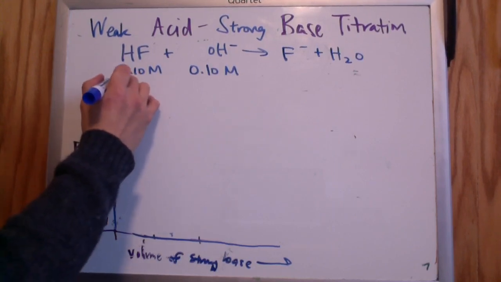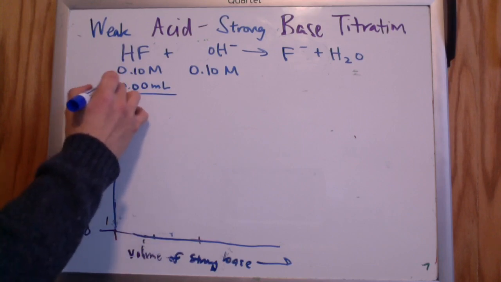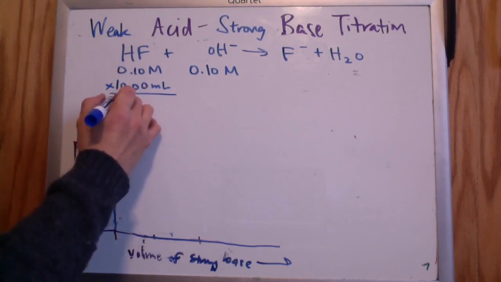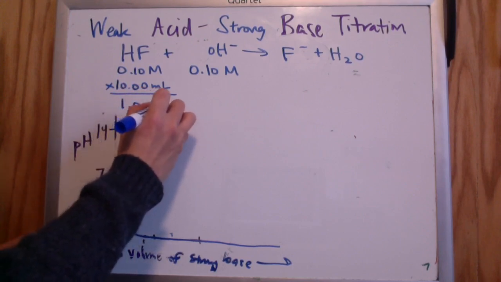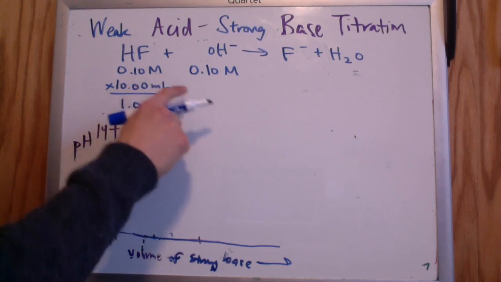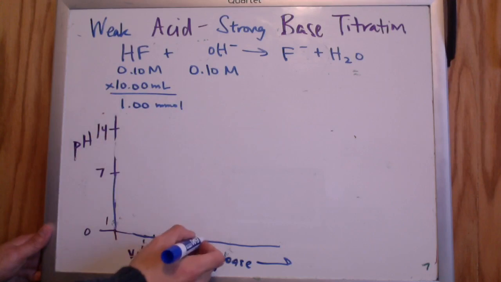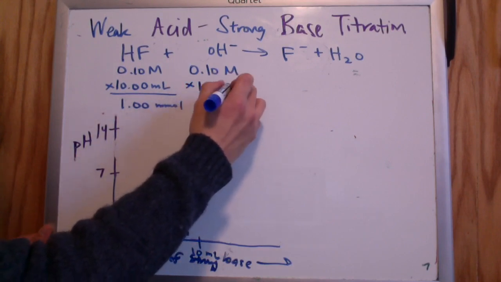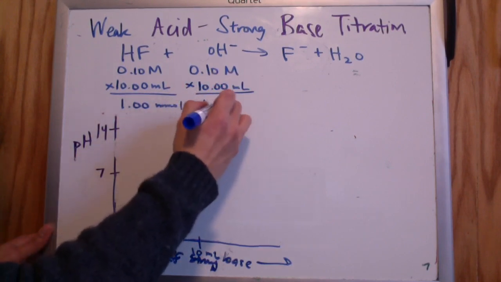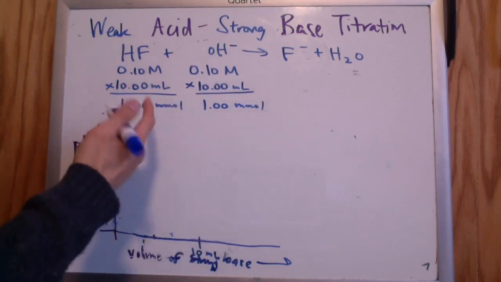So for the HF, if we started off with, let's go with our favorite 10 milliliters, but we can use whatever it is, we can figure out that if we had 10 milliliters here, we'd have 1.00 millimoles of HF. And since this is a 1-to-1 mole ratio, at the equivalence point it would take 10 milliliters of the hydroxide.